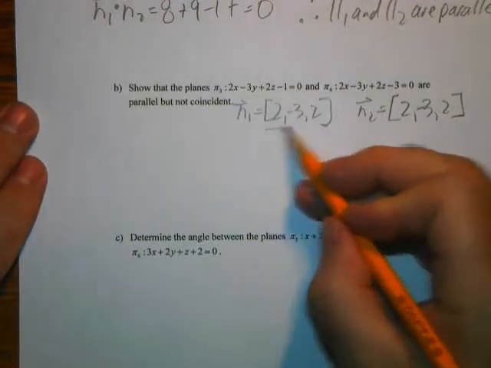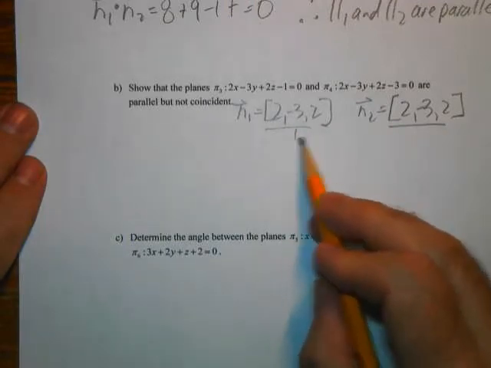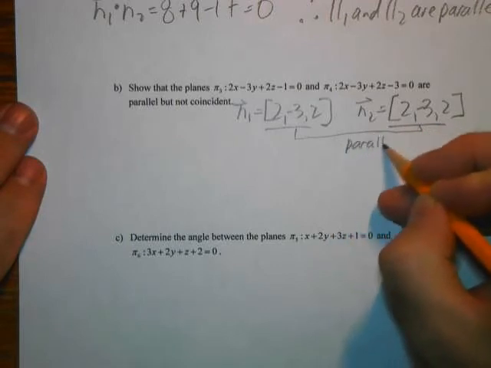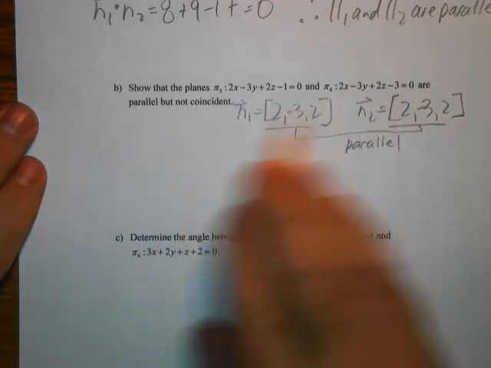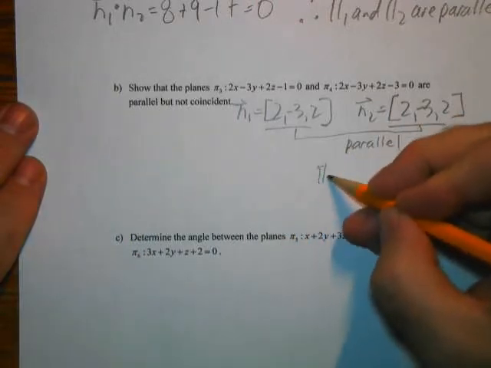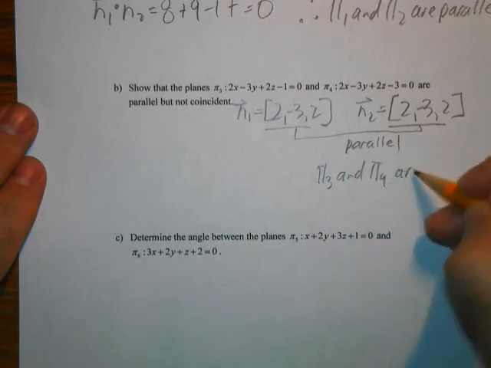Now when I look at these two normals, I can see they're exactly the same. So I know that the normals are parallel. So that's the first aspect. They definitely are parallel. So plane 3 and plane 4 are parallel because their normals are parallel.